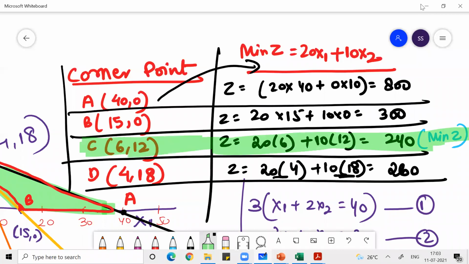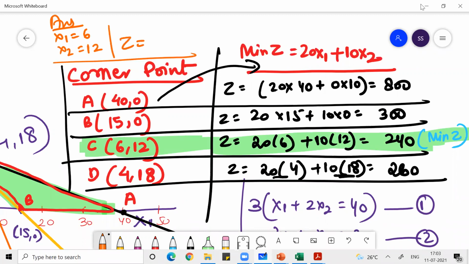This is your answer for the problem. So the answer for the problem is x1 is equal to 6, x2 is equal to 12, and the minimum z value you will get is 240. This is your final answer.